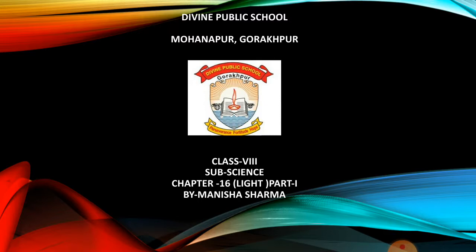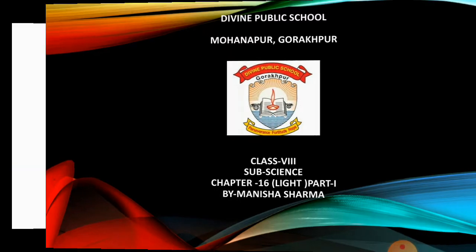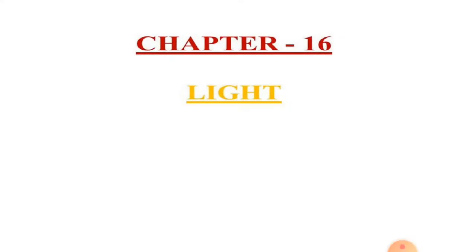So let's start with the first topic of this chapter, which is light. So let's know about it. Light. Everyone knows that light is needed to see the things around us. We are able to see the different things around us with the help of light. We are able to see the beautiful world around us because of light. We can read a book, we can see the pictures in a magazine, watch television. So we can do everything with the help of light.